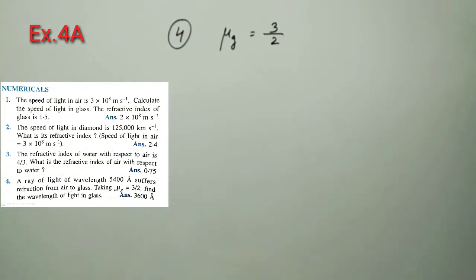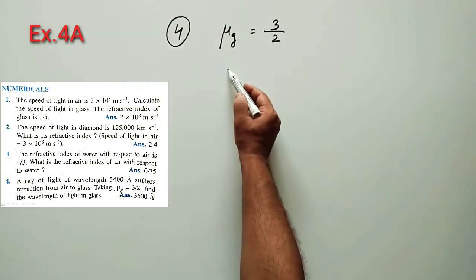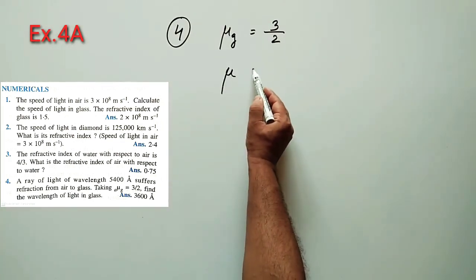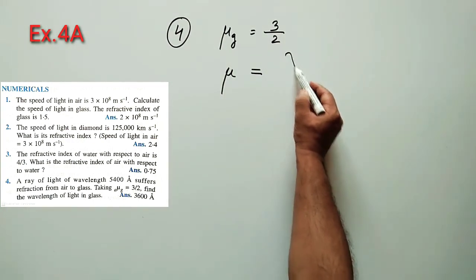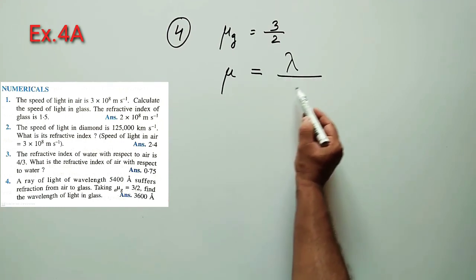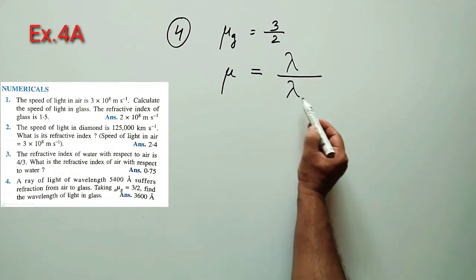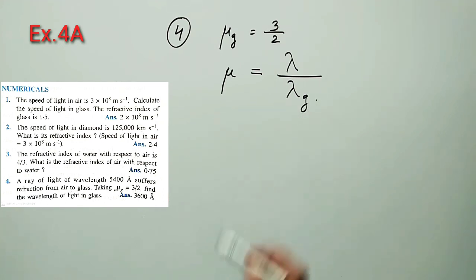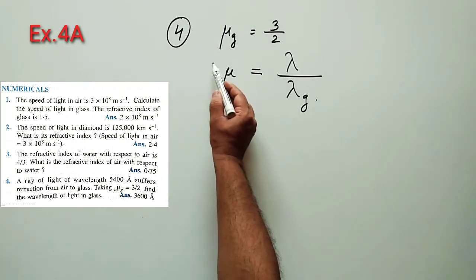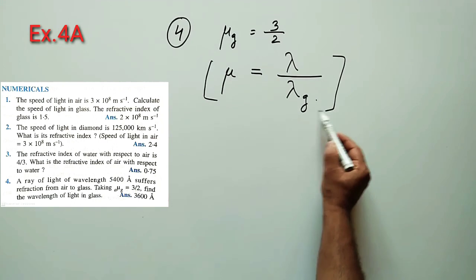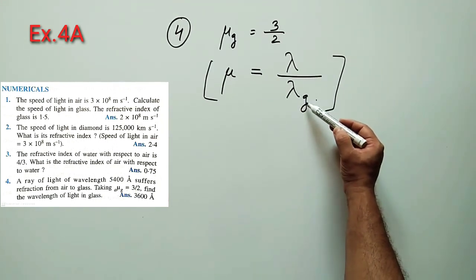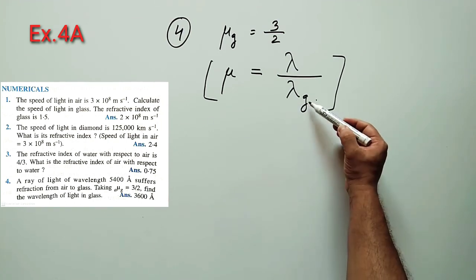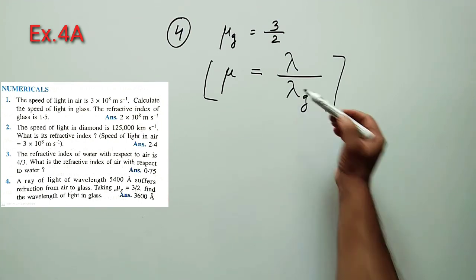Now remember the relationship between refractive index and wavelength of the light. So refractive index of a given medium can be expressed in terms of wavelength of the light as the wavelength of light in air, lambda, divided by wavelength of light in the given medium, that is glass. So remember, the refractive index also can be expressed as the ratio between wavelength of light in air and the wavelength of light in given medium. Here in our case the medium is glass, so I have taken lambda g.